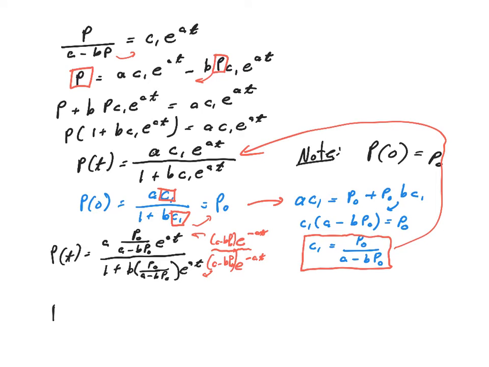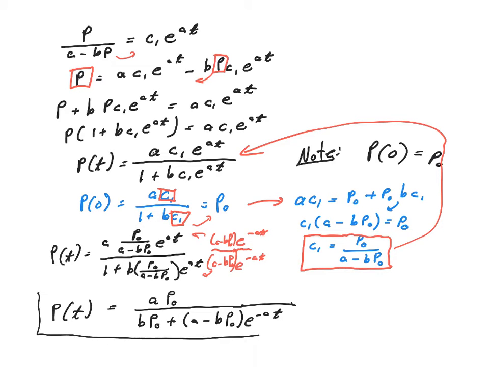So now I'm going to be left with P of t. The top is only going to be left with A P naught. That's the only thing that was left over. The denominator becomes B P naught plus A minus B P naught e to the negative AT. Okay, whew. Now, just like last time, once we derive this big formula, we can just use it.